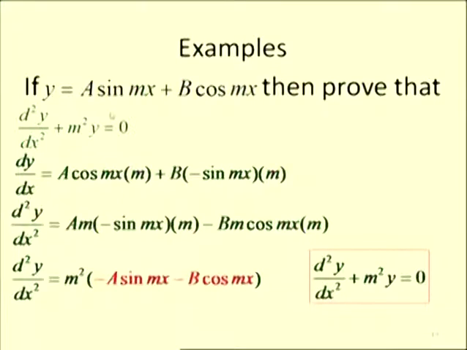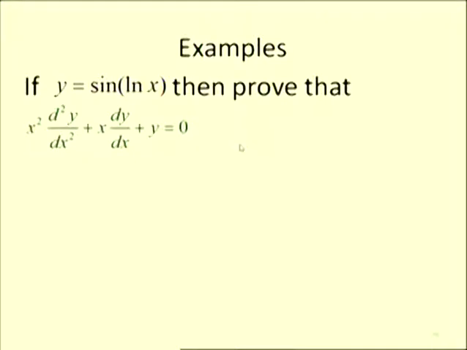So this way, if any function is given and we are asked to prove this type of relation, which involves second order derivative, first order derivative may or may not be there, and y may or may not be there, then we can prove it in this way. Let us see the second example. So the next example, if y is equal to sine log x, then prove that x square d2y by dx2 plus x dy by dx plus y is equal to 0.